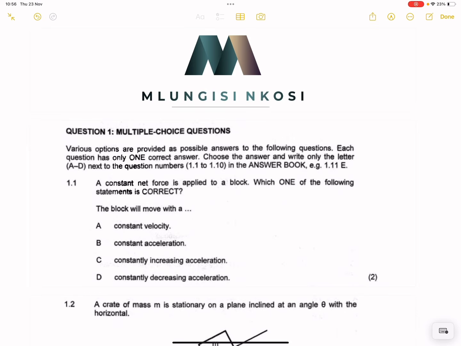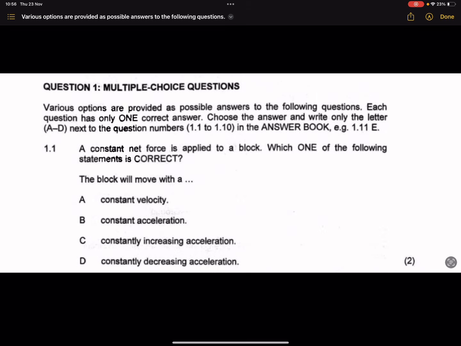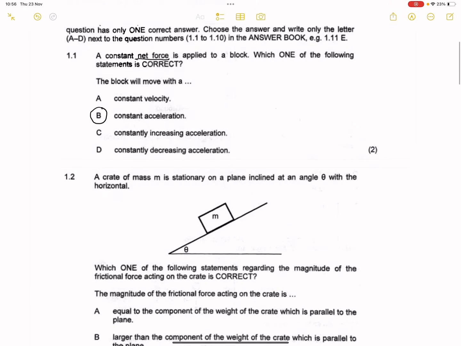So the first question, they say to us, we've got a constant net force which is applied to a block. Which one of the following statements is correct? Now, please note, the moment we talk about a constant net force, remember Newton's second law, that a net force will always result in an acceleration, right? So we know that if we've got a constant net force, then we will have a constant acceleration. We don't need to dream up anything else. The answer there should be B.